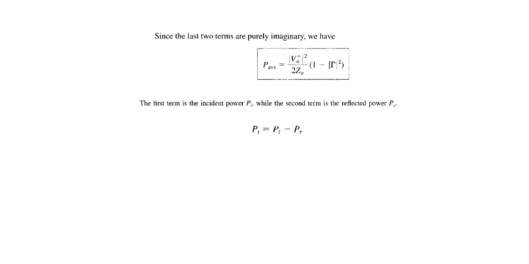So in general, if we consider the last two terms are purely imaginary, then you can rewrite our equation of power, where P average is equal to |V0+|² divided by 2 Z0 into (1 minus the magnitude of the reflection coefficient gamma squared).